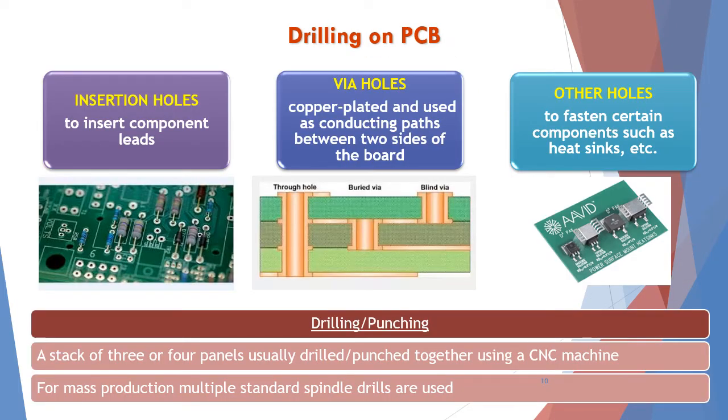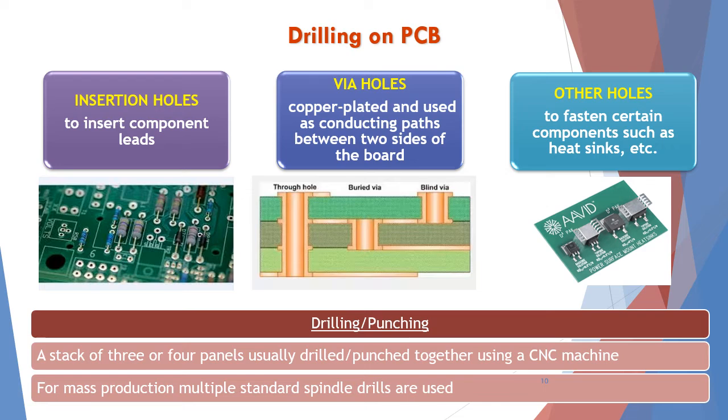There are three types of holes used in the PCB. The first one is the insertion hole, which is used to insert the component leads. The second one is via holes. A via hole is copper plated and used as a conducting path between the two sides of the board. Usually, if it is a multi-layer board, you will need via holes. And the next one is other holes.